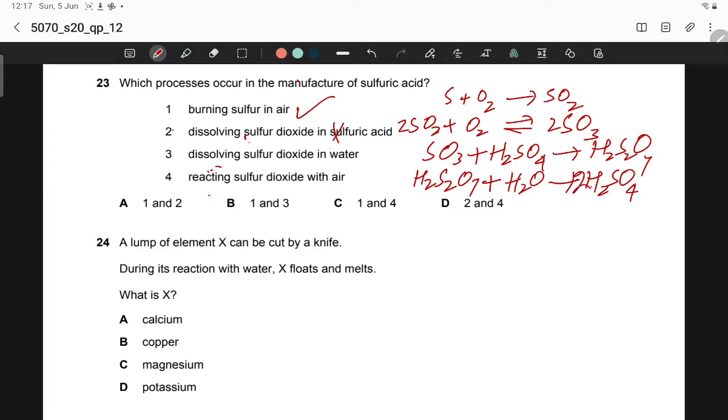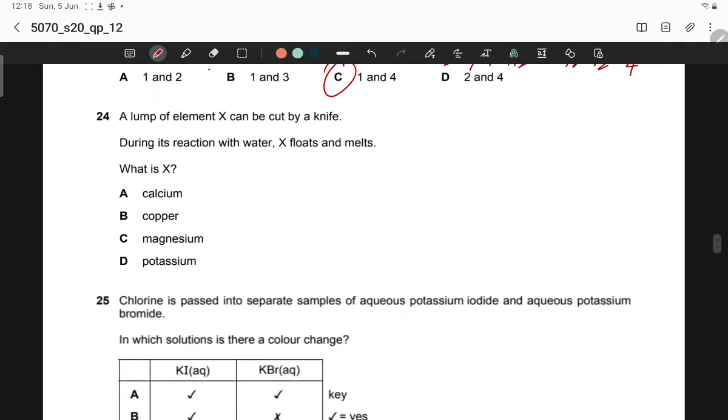So dissolving sulfur dioxide in sulfuric acid is not correct. Sulfur trioxide dissolving in sulfuric acid is correct option. Dissolving sulfur dioxide in water is not correct. Reacting sulfur dioxide with air is correct. So 1 and 4 are correct. C option must be correct.